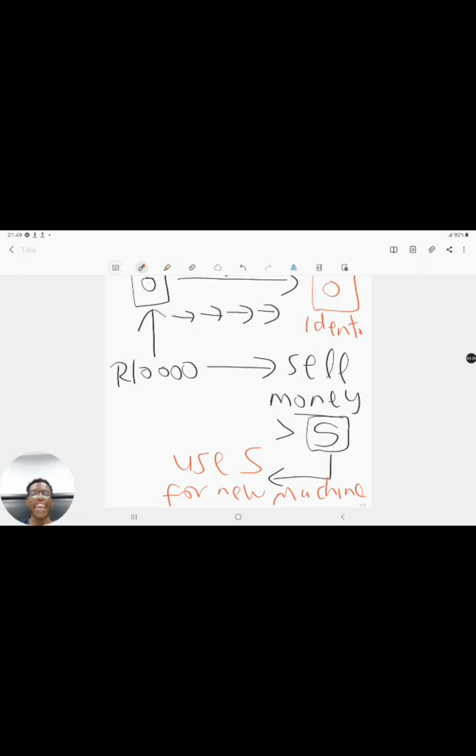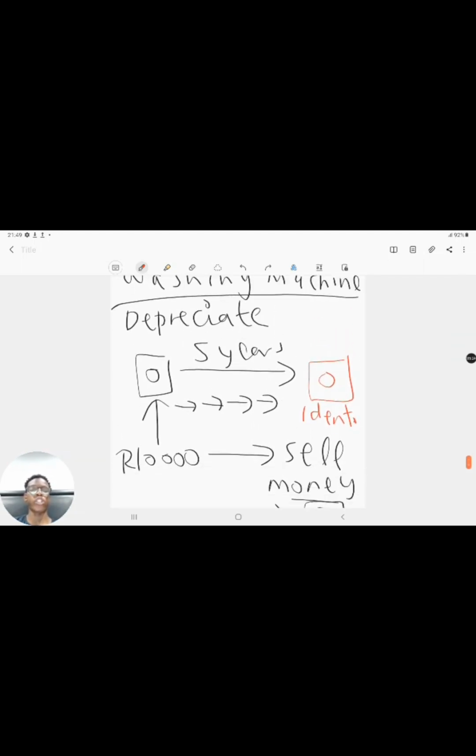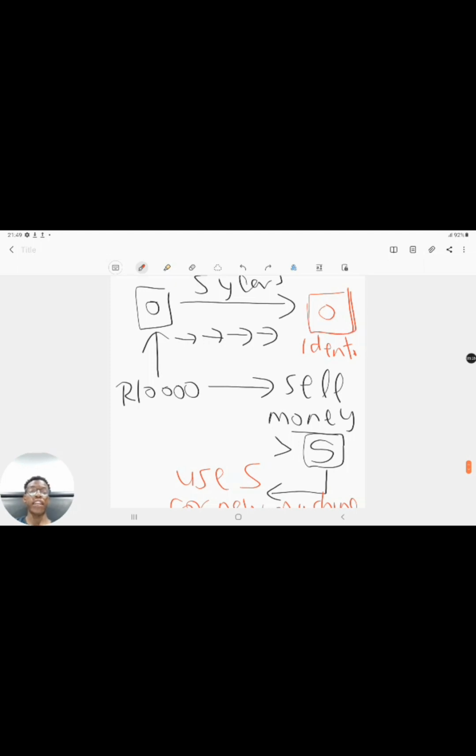But we did say that S is less than 10,000, right? Firstly, S will be less than 10,000. The money that you sell your current machine for in 5 years will be less than the money that you bought your machine for. But also, although identical, this brand new machine in future won't cost 10,000. Why will it not cost 10,000? Because 10,000 rands today is not what 10,000 will be in the future. As a matter of fact, 10,000 will be worth less in future, right?